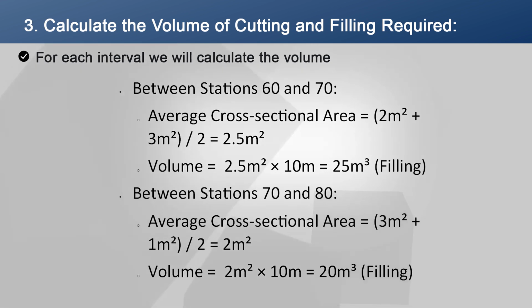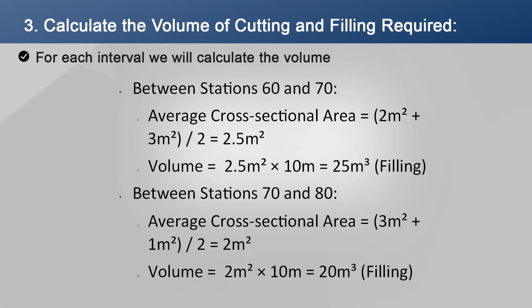Now, between the station 60 meter and 70 meter, average cross sectional area can be calculated as minus 2 square meter minus 3 square meter whole divided by 2. It will come out as minus 2.5 square meter. Volume can be calculated as minus 2.5 square meter into 10 meter, means minus 25 cubic meter. Minus denotes filling quantity.